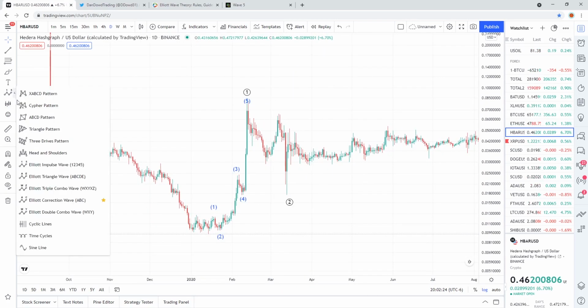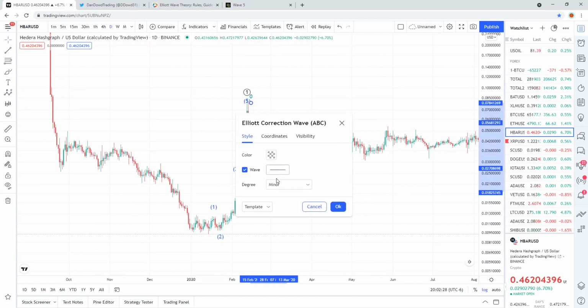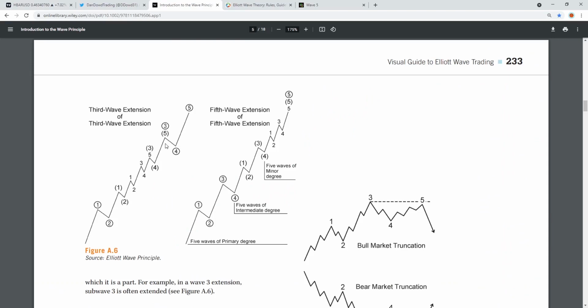So then for our primary wave 2, there is an ABC at the intermediate degree. Wave 3 is an extended third wave, and that's when within the primary wave there are 5 waves up at the intermediate degree. It's these waves with the parentheses around them. And then within the third intermediate wave there are 5 waves up to the minor degree.